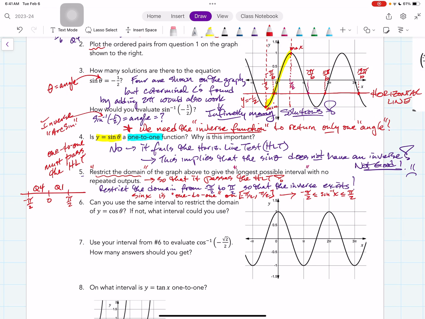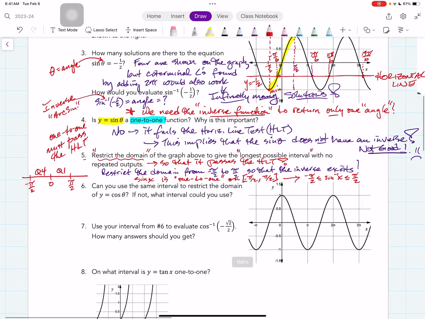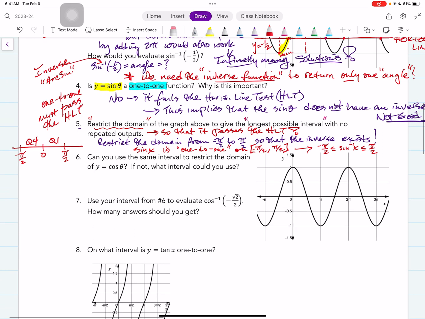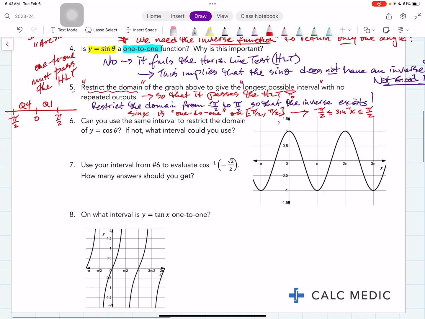Now let's restrict cosine, and then we'll go to tangent, because we have to deal with all three functions here, because this lesson is leading into solving equations. And when you solve trig equations, it always involves an inverse when you find the angle, as you're going to find out in the next lesson. So here we go, number 6. Can you use the same interval to restrict the domain of cosine theta?